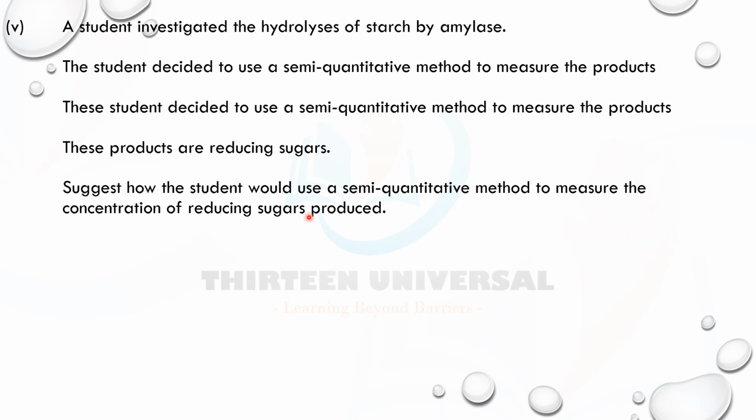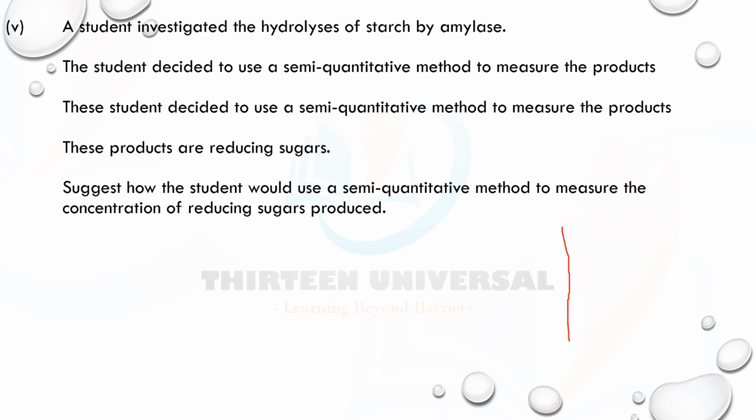Anyway, pause the video and try it. But make sure you write that you're going to prepare solutions with known concentrations. Then when you prepare solutions with known concentrations, you carry out Benedict's tests and measure the time for color change, and use it to plot a graph. Then you can carry out the same Benedict's test on the unknown concentration and measure the time for color change. Then go to the graph you have plotted, the standard curve, and use the time to extrapolate the concentration. So first of all, use known concentrations.